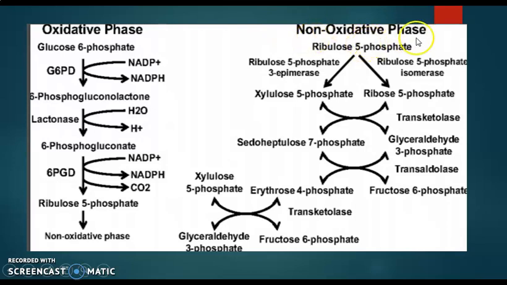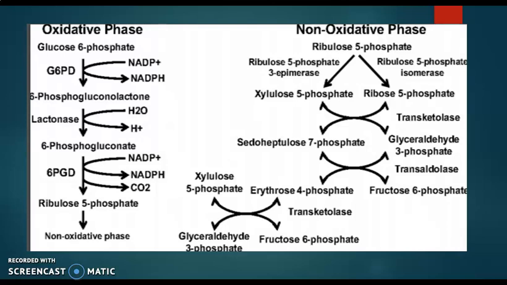Here ribulose 5-phosphate can be converted to xylulose 5-phosphate and ribose 5-phosphate with the help of the two enzymes epimerase and isomerase. Again this xylulose 5-phosphate, with the help of the transketolase enzyme, can be converted to sedoheptulose 7-phosphate and glyceraldehyde 3-phosphate. Again with another enzyme, transaldolase, this can be converted to erythrose 4-phosphate and fructose 6-phosphate. Again this may undergo a transketolase reaction to form glyceraldehyde 3-phosphate and fructose 6-phosphate.